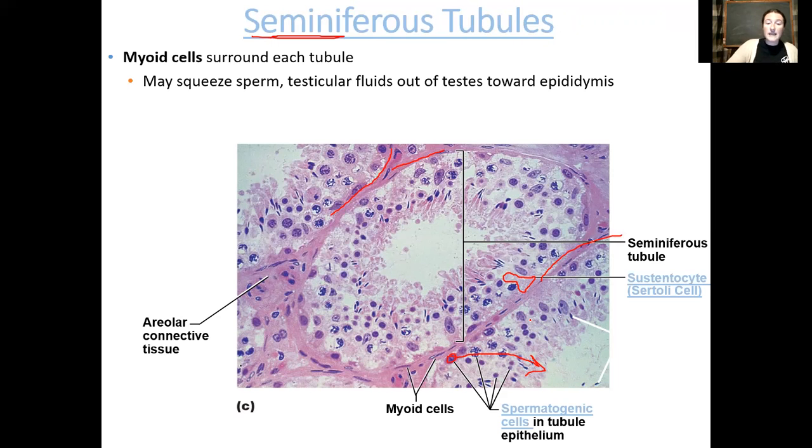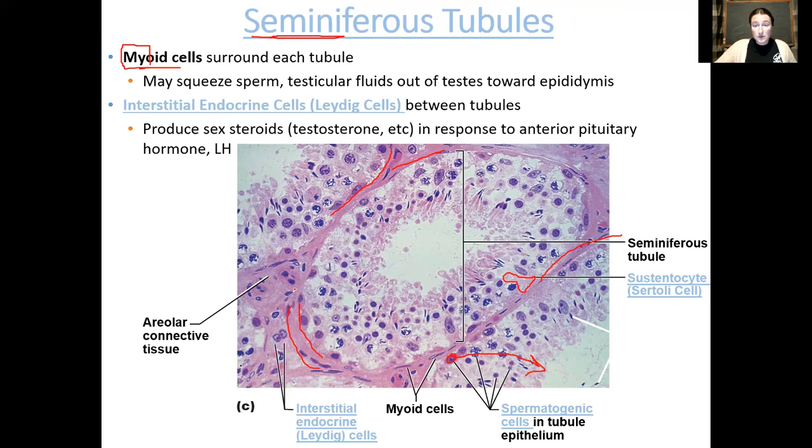Around each one of these seminiferous tubules are cells called myoid cells. All right, remember the root MY, MYO, this always means muscle. And so there is a very thin layer of smooth muscle around each one of these tubules, which is responsible for producing peristalsis of the testicular fluid and the spermatids within them.